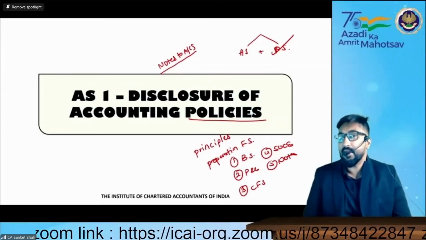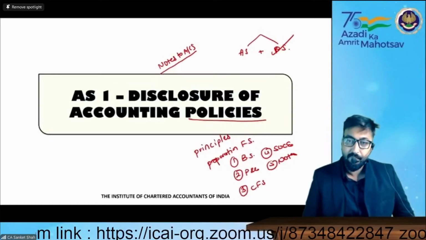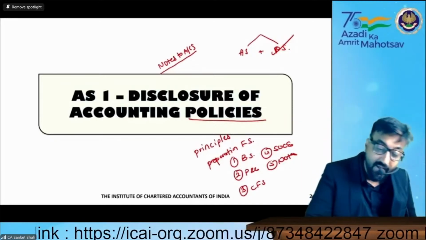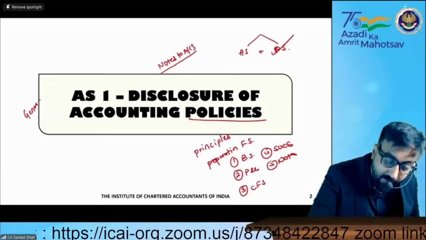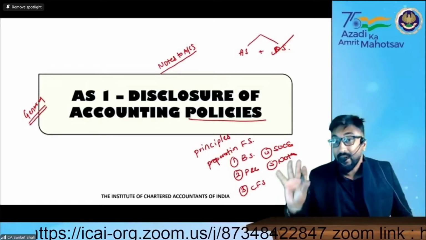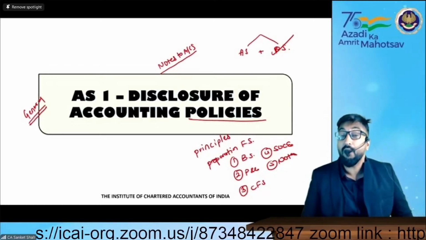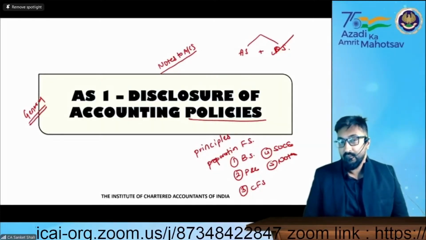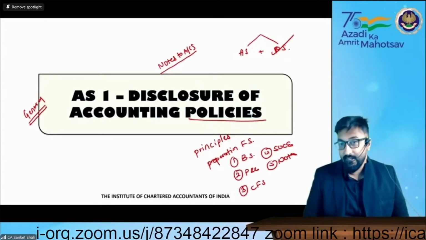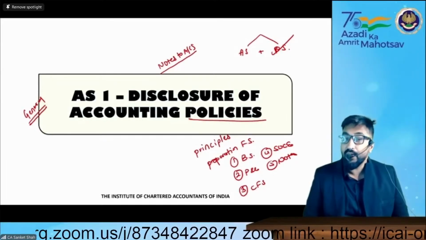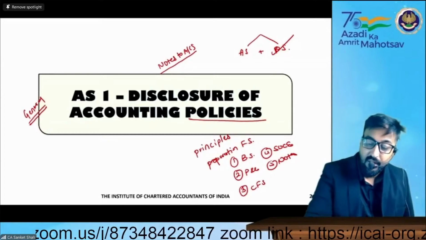Some guidance is given in Accounting Standard 1. So I can say it's the general accounting standard. It is not a specific accounting standard which talks about a specific accounting policy. I hope you are clear with the concept. Okay, so accounting standards and disclosure standards, what is the difference?